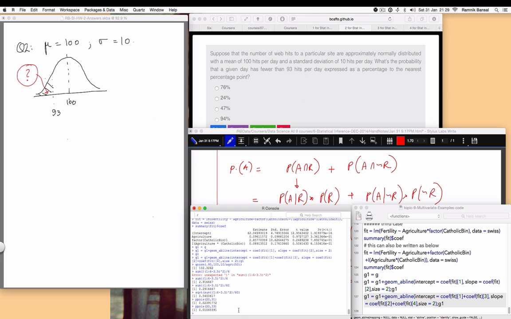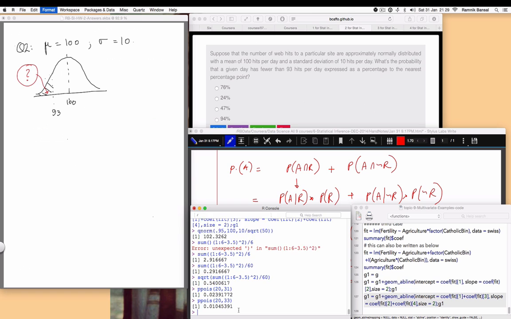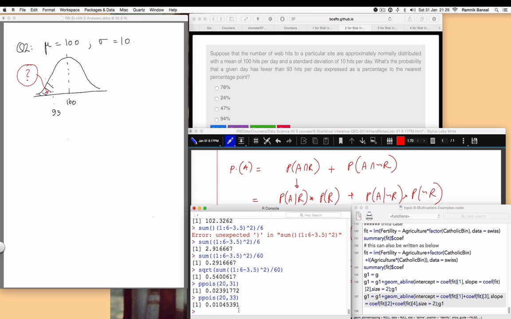I think this is too small for you. Let me just make the size larger. Can you read this now? Can you read my screen? Yes.